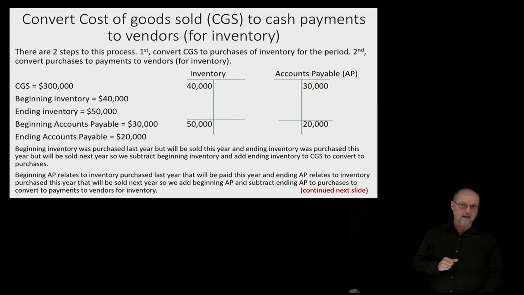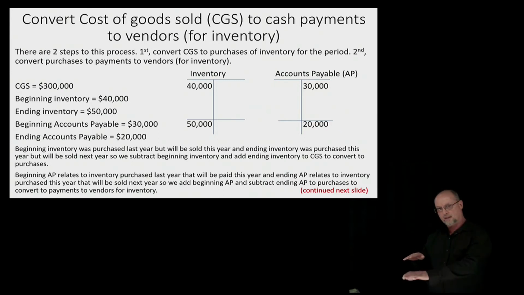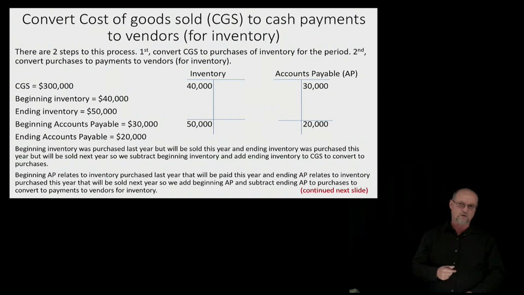Accounts payable ending balance, debit inventory, credit accounts payable. That was purchased this year, but it's not going to get disbursed until next year. Okay, so to convert purchases to actual disbursements, since we're going to disburse the $30,000 this year for last year's purchase, we're going to add that to purchases, and it'll become disbursements, and we're going to subtract the ending accounts payable. Since that was purchased this year as part of purchases, but it won't be a disbursement until next year.